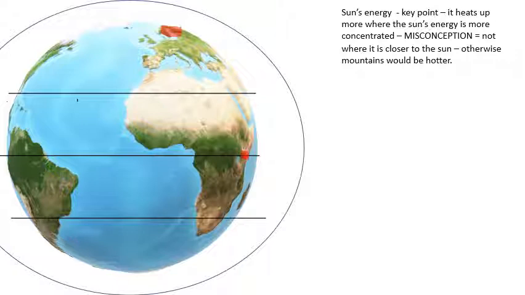Do not make the misconception that it's about being closer to the sun. If it was about being closer to the sun, then the mountains would be hotter, and that is not the case. So it is about the angle at which the sun shines down and hits the surface of the planet. Now what we can see then at the equator is the sun shines straight down, and so there's a lot of heat energy being released by the land.